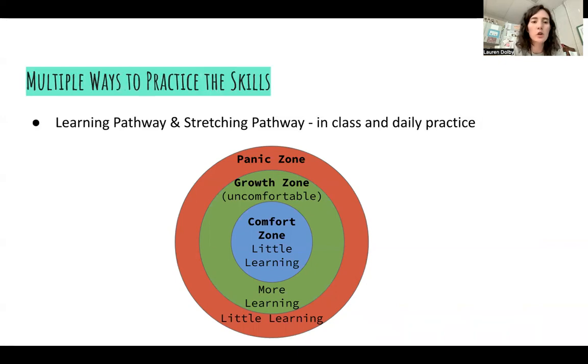Typically that shows up in the learning pathway and stretching pathway, both for in-class and daily practice. And so I ask students, today with this concept, what zone are you in for each assignment, and think about what to choose. And if they choose the stretching and that puts them in a panic zone, I encourage them to move back down to the learning pathway, or vice versa. If the learning pathway is in their comfort zone, they might try the stretching pathway, because I hope for all students to be in that growth zone, whatever that looks like for them.